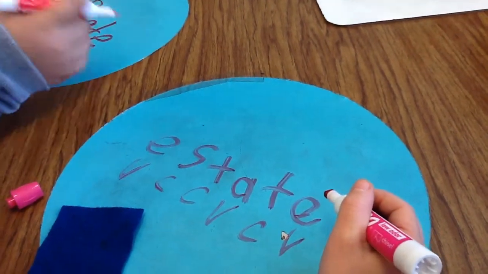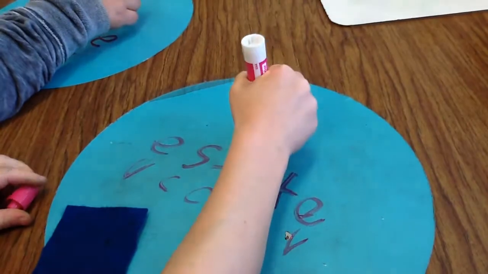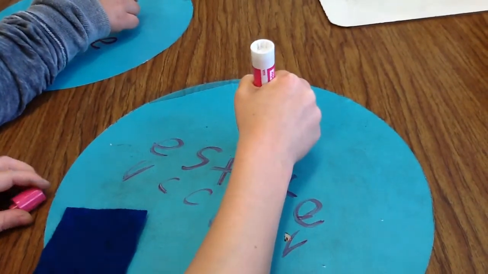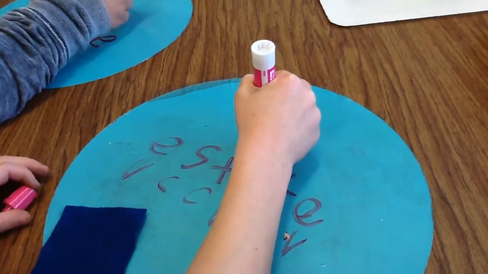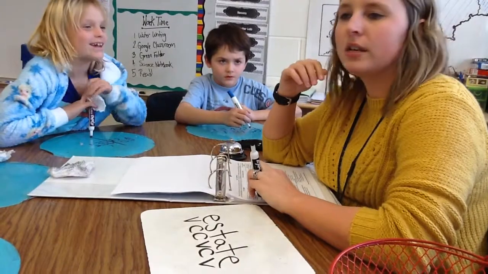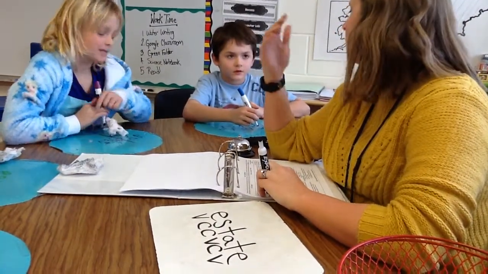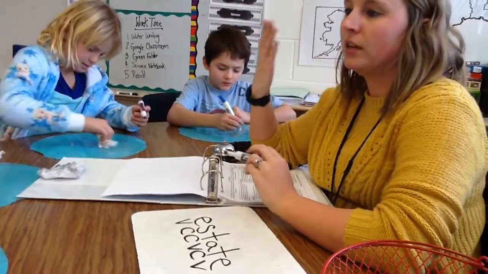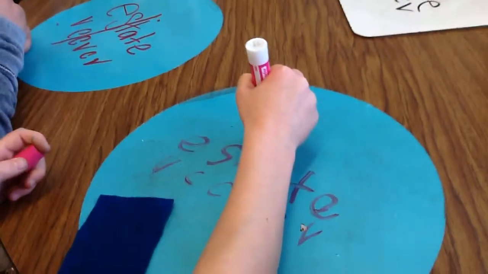So where do we see that break? After the T? Estate. T and S. Well, let's talk about this. Do you think it's E-state or ES-state? What do you guys think? State. ES-state. So it would be after the S. Very good. I'm glad we talked about that.